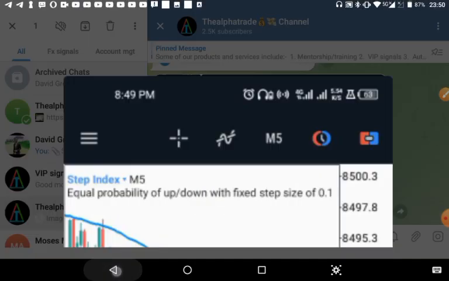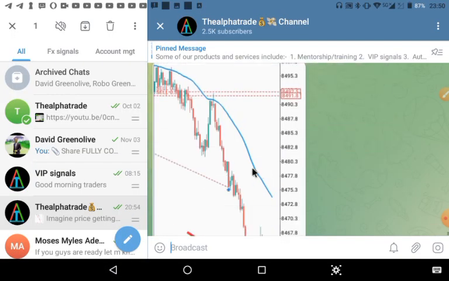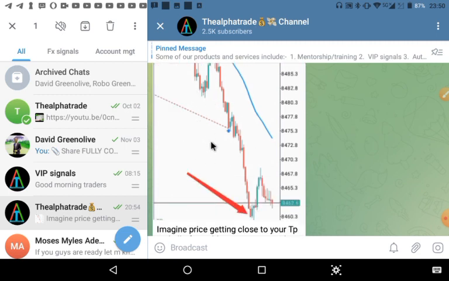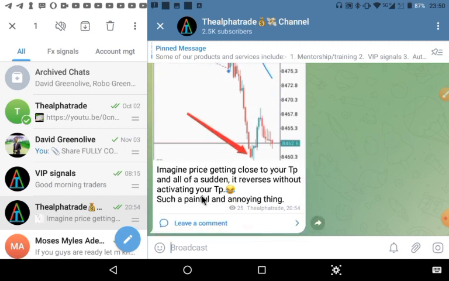So I kept giving follow-up updates on the performance of the trade. You can see this also in the step index when it started going in profit in my favor. So that's just it. Okay, so let's go back to the chart right now.